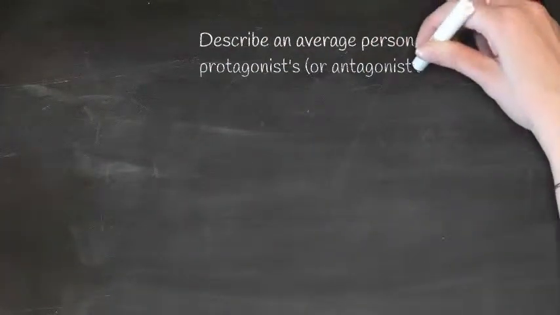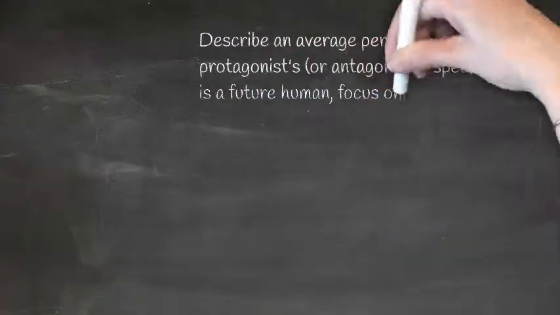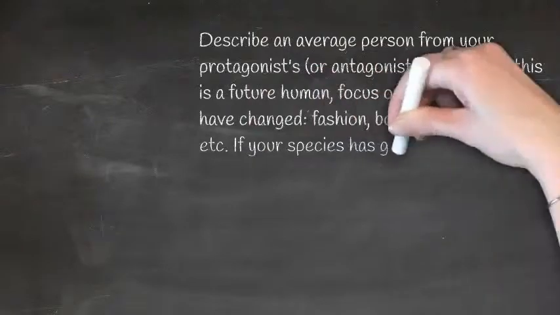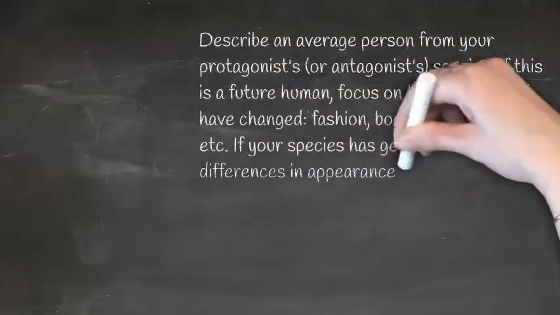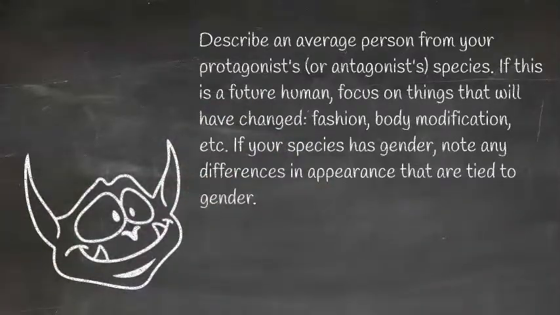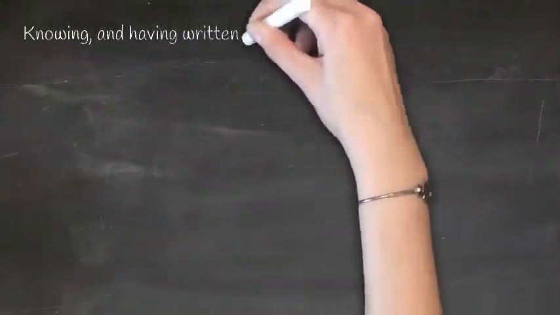Describe an average person from your protagonist's or antagonist's species. If this is a future human, focus on the things that will have changed: fashion, body modification, etc. If your species has a gender, note any differences in appearance that are tied to gender.